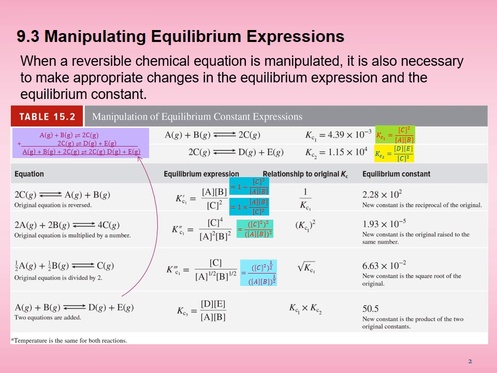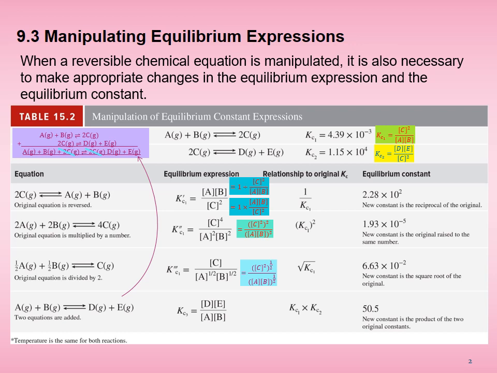Since 2 moles of C appear on both sides of this equation, they are cancelled off. We are left with a sixth equation. We may write the expression of its equilibrium constant Kc3, which is the concentration of D times concentration of E divided by the concentration of A and the concentration of B.